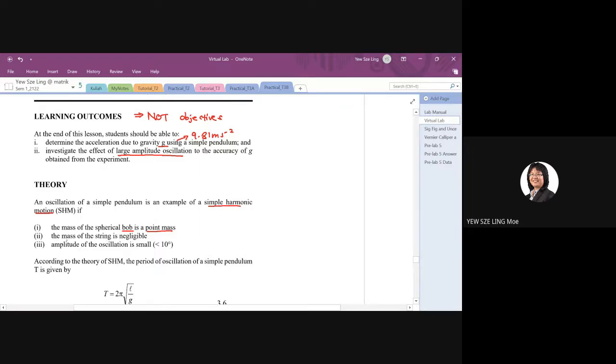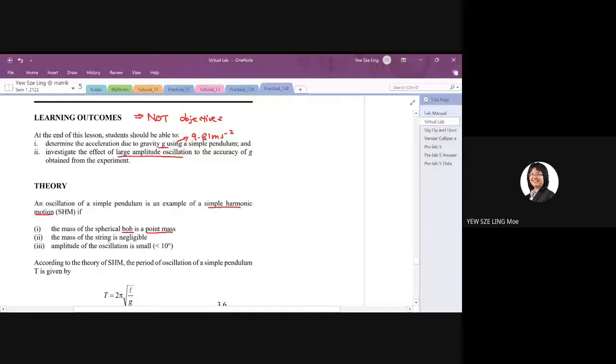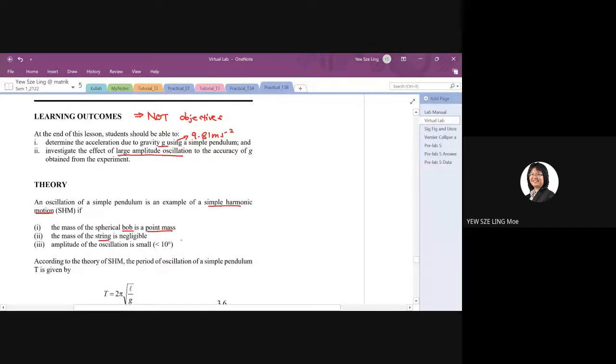Okay, and then the mass of the string is negligible. So what does it mean? It means in this experiment, you need to use a small, tiny string. Okay, very thin string. So in other words, you cannot use the nylon string that you usually use to tie things in your daily life. Okay, the pink color nylon string. That one cannot. All right.